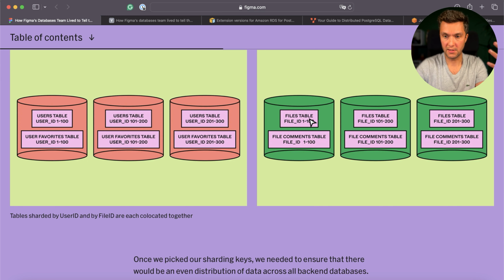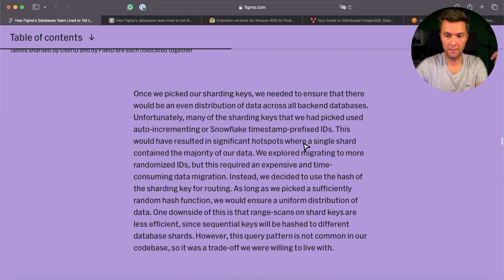And then you can use the same for the files. Every file has a list of comments, and the comments of a specific file are always grouped and stored together. This makes total sense because that would allow you to execute efficient joins, minimizing the data movement over the network.